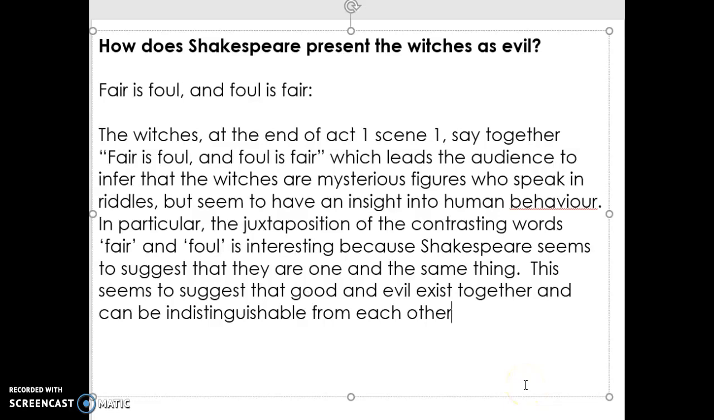So let's have a check of what we've got. The witches at the end of Act 1, Scene 1 say together, fair is foul and foul is fair, which leads the audience to infer that the witches are mysterious figures who speak in riddles, but seem to have an insight in human behaviour. In particular, the juxtaposition of the contrasting words foul and fair is interesting, because Shakespeare seems to suggest that they are one and the same thing. This seems to suggest that good and evil exist together and can be indistinguishable from each other.